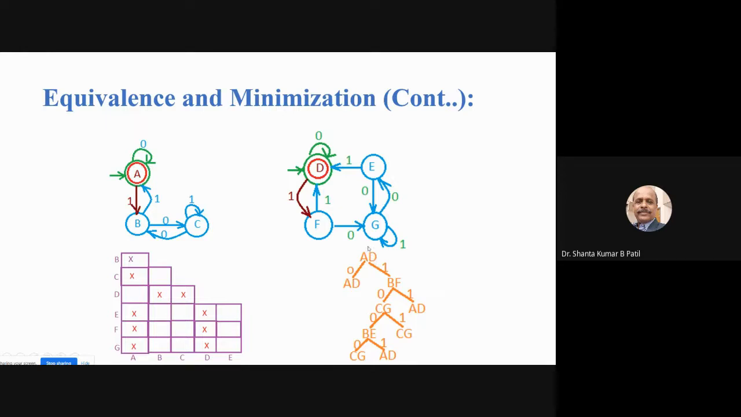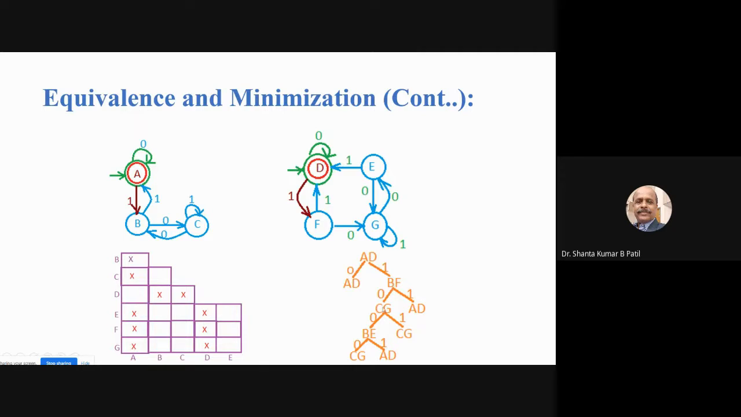A D on 0 is A D. So repetition is there; this leaf node is a repetition. Hence, no more branches for this A D. A D on 1 is B and F. B and F do not have a cross mark, so you can locate B and F. If it does not have a cross mark, construct branches for 0 and 1.